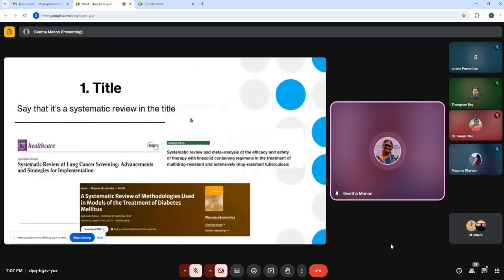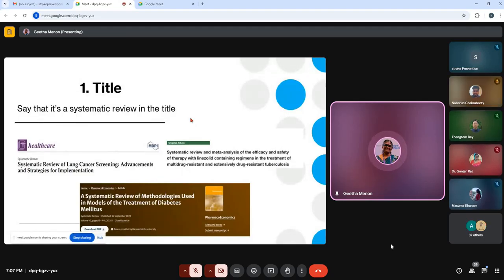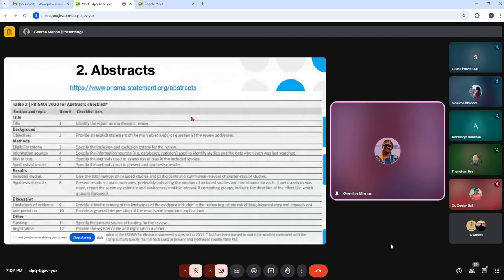Well, let us look at each one of these. A systematic review has to be reported as a systematic review. I mean to say that when a systematic review is published, it has to be titled as a systematic review. Whenever you see articles, most of the published literature carries systematic review in the title. Then the second one is the abstract.